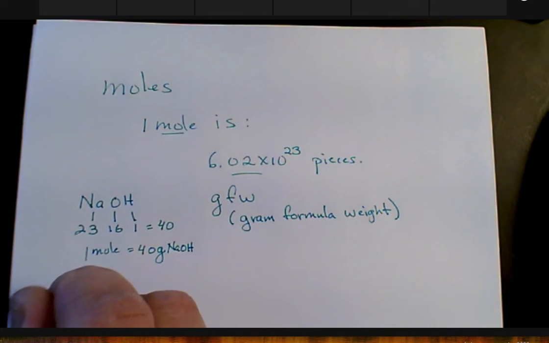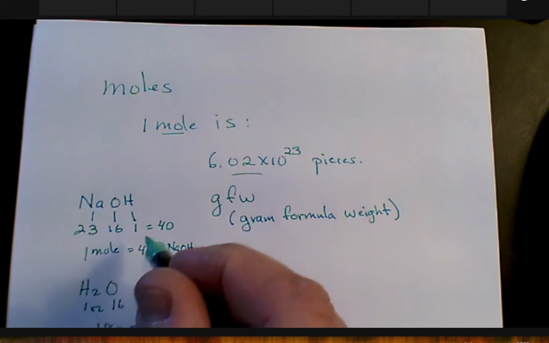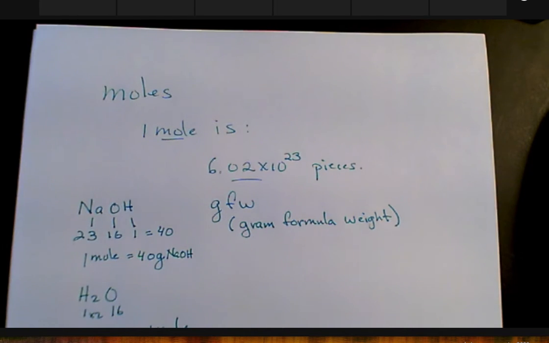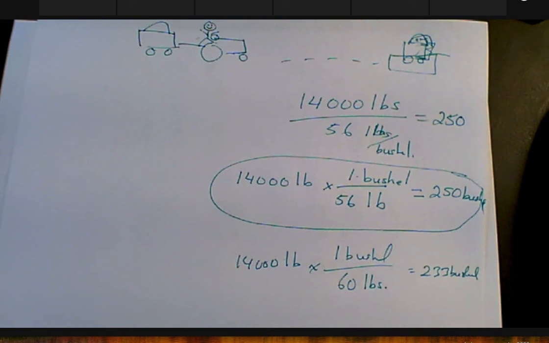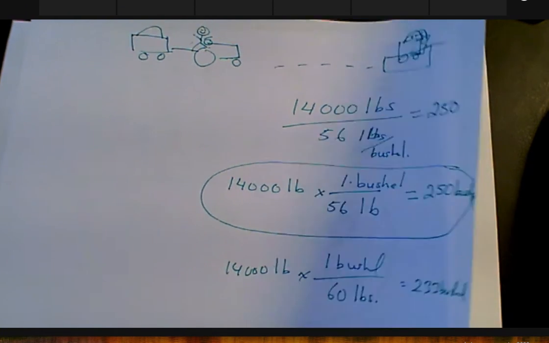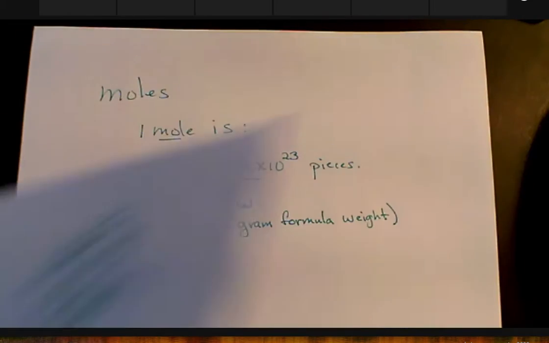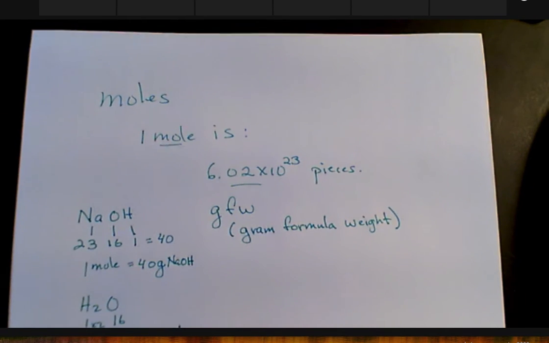Now if I did water, in water I've got hydrogen is 1, but it's times 2, and oxygen is 16. That's just one of those. So that would be 18 grams equals 1 mole. Now it has a different weight because it's a different thing, just like up here, the corn and the soybeans had different weights because they're different things. So they have different weights for the same amount of pieces. And in this case, it was the different weight for the same volume, but here it's a different weight for the same number of pieces.